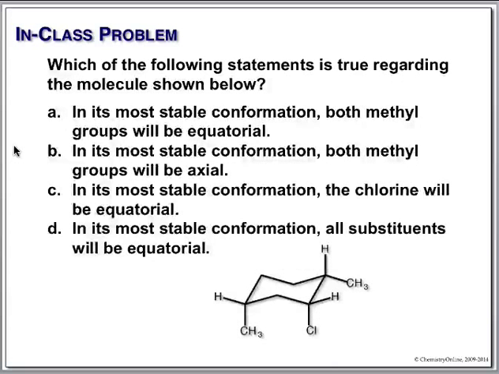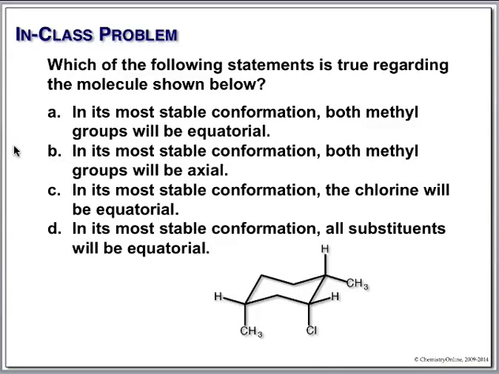Here we have a molecule. Which statement is true? In its most stable conformation, both methyl groups will be equatorial. Well, let's think about that one. We have axial equatorial, right? If we do a ring flip, our two methyls are still going to be axial equatorial. They're just swapped. So that'd be impossible. We're not breaking any bonds. Our methyl groups are always going to be cis, period.